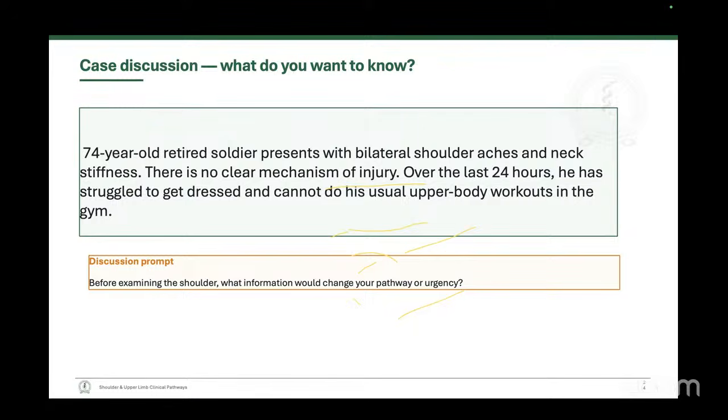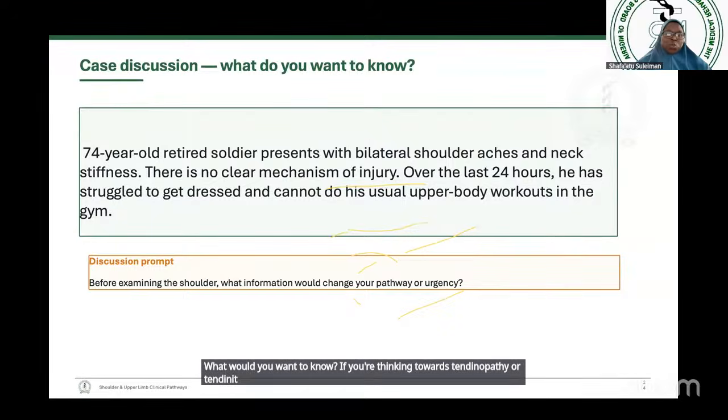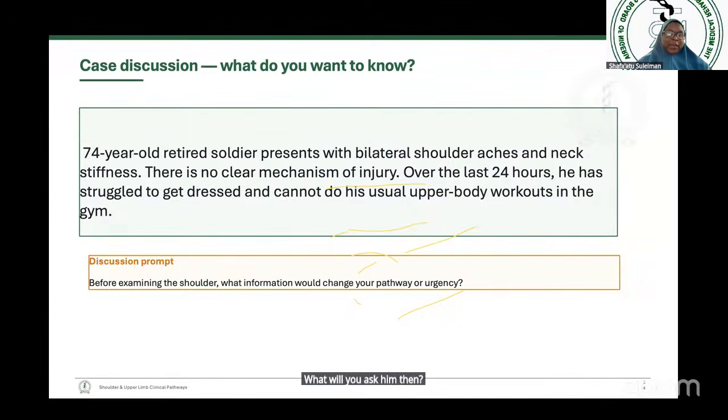Okay. He could do them. So there is the possibility of tendinopathy or tendinitis, but is it a sudden presentation? Does tendinitis happen suddenly? What would you want to know? If you're thinking towards tendinopathy or tendinitis, what will you ask him then? Any specific question you will ask him?